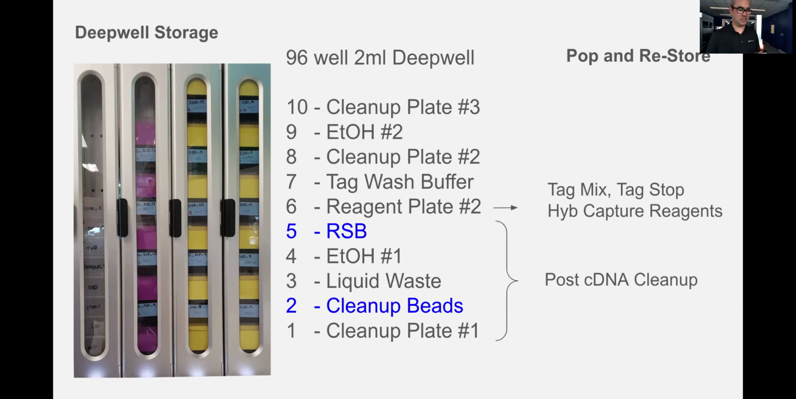I could dispense a bunch of stuff, get, let's say, deep well number 6 that has the actual tag mix and tag stop, and then store back in again the RSB and the cleanup beads that I could use in later steps. This is what I was trying to do to minimize the amount of labware. But actually, if you look closely at the picture, I don't think it was necessary. I stuck with it, but it turns out I have a lot more space. I have space for 5 more deep wells, so I don't even need to store all that labware back again. But extra space is always good.